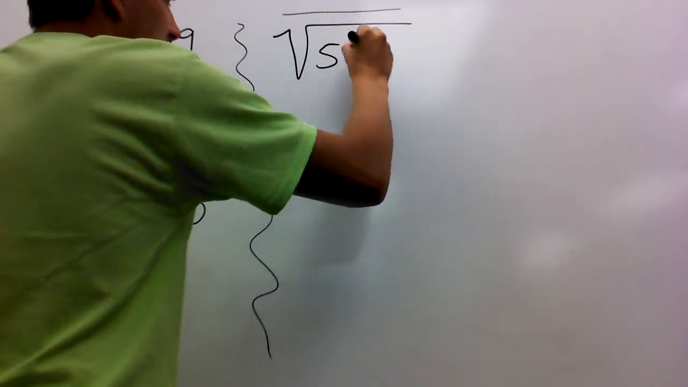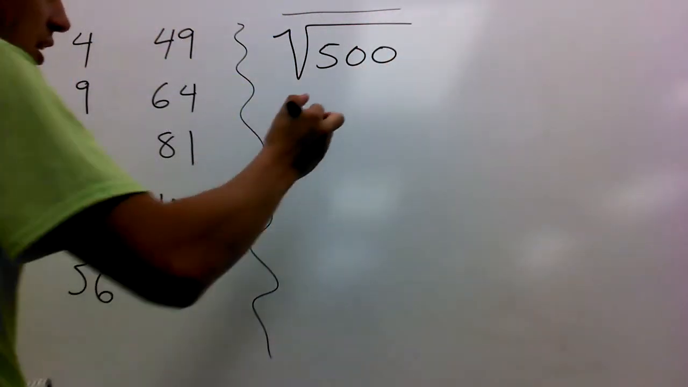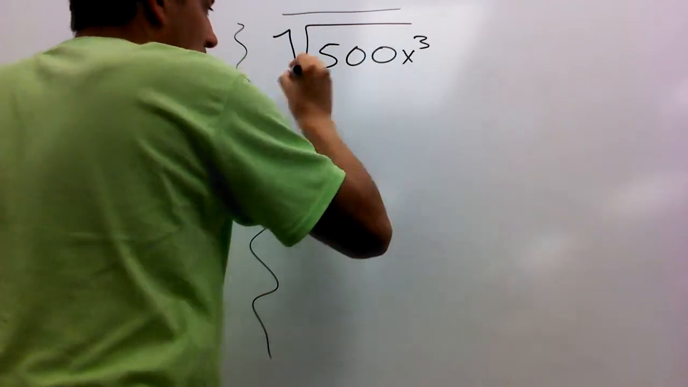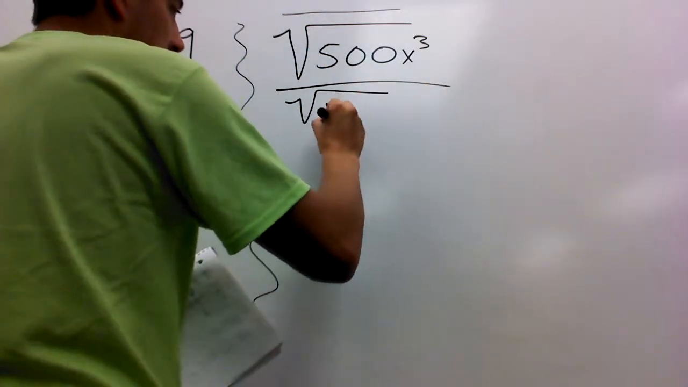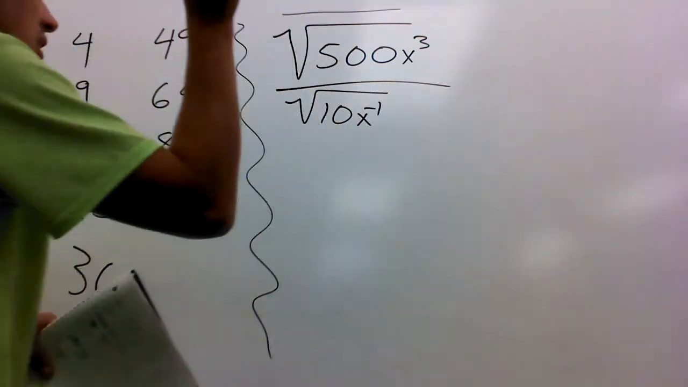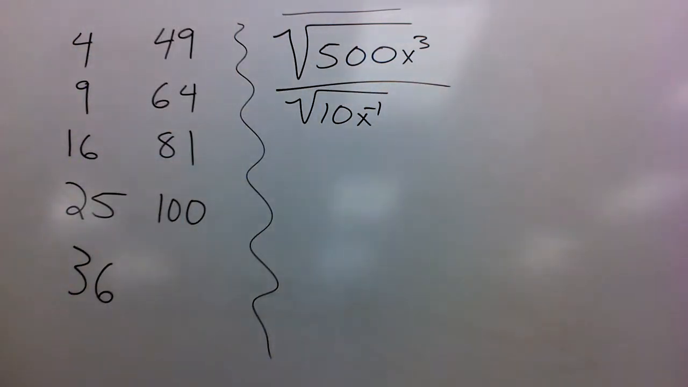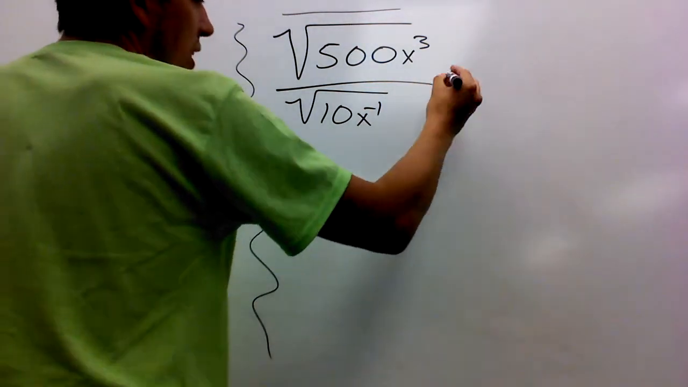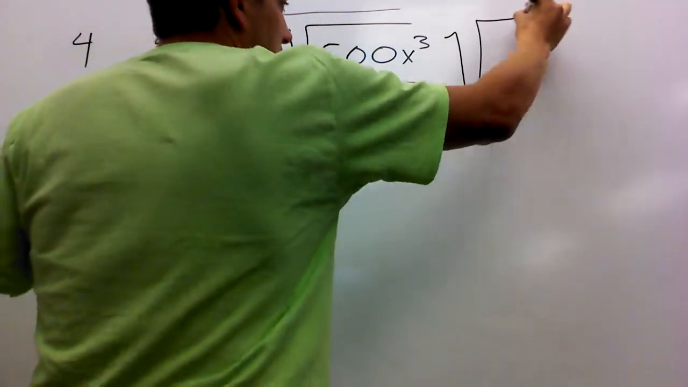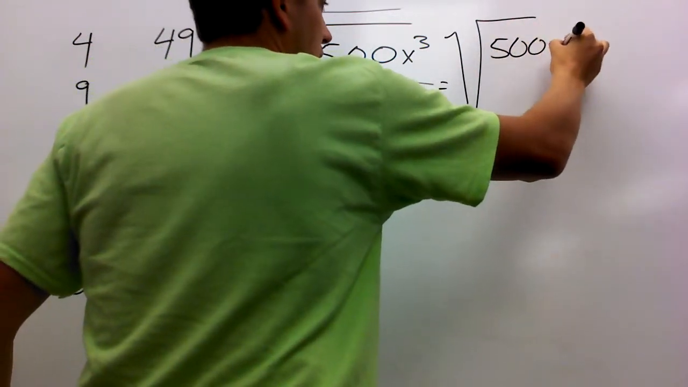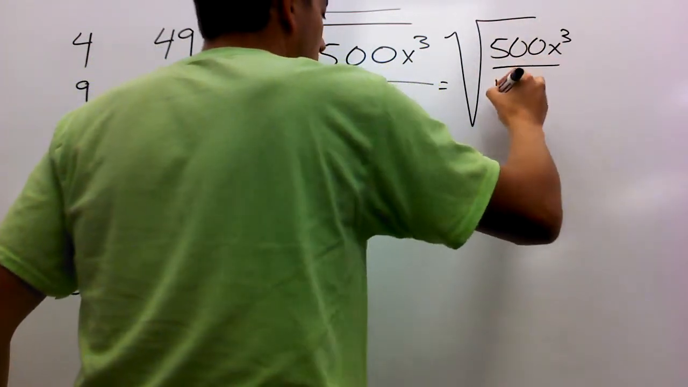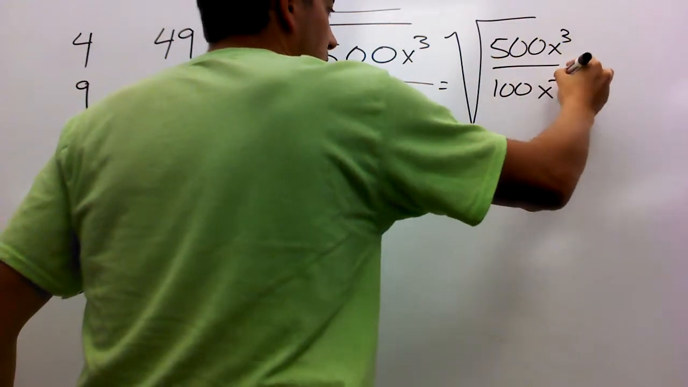Square root 500 x to the third over square root 10 x to the negative 1. Rewrite this. If you try to do this in your head or try to do something else, you'll probably do it wrong. Rewrite it. Big old square root of 500 x to the third over 10 x to the negative 1.